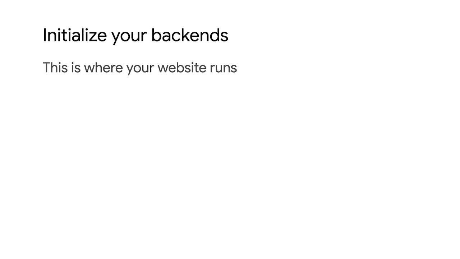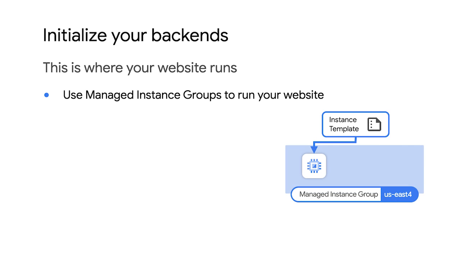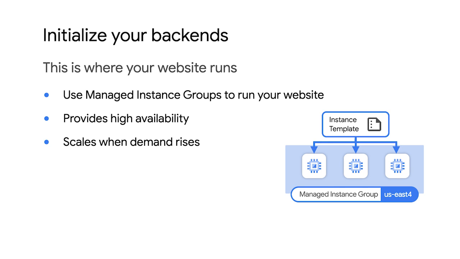As next steps, we will create the backends. This represents the actual web server that runs your website. We will split this into two parts. Use managed instance group for serving your website. This represents compute virtual machines that process incoming requests and identify what actions to take.